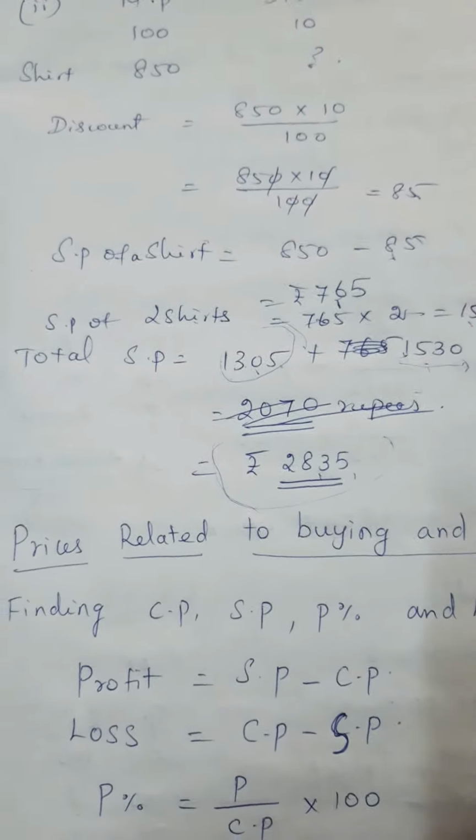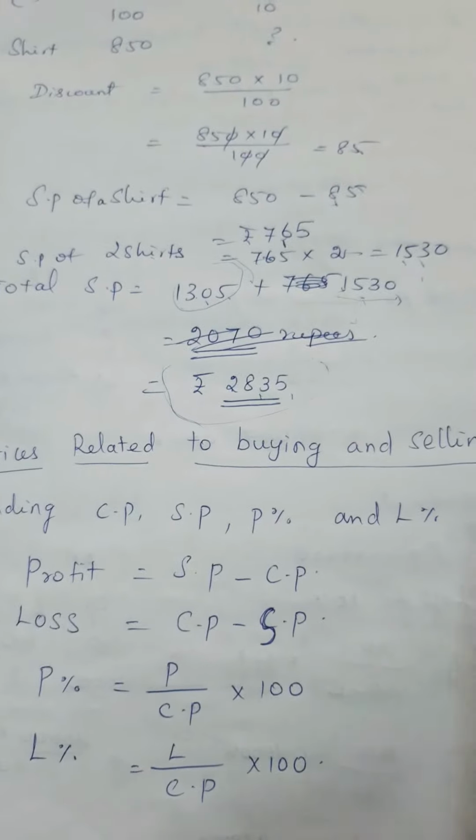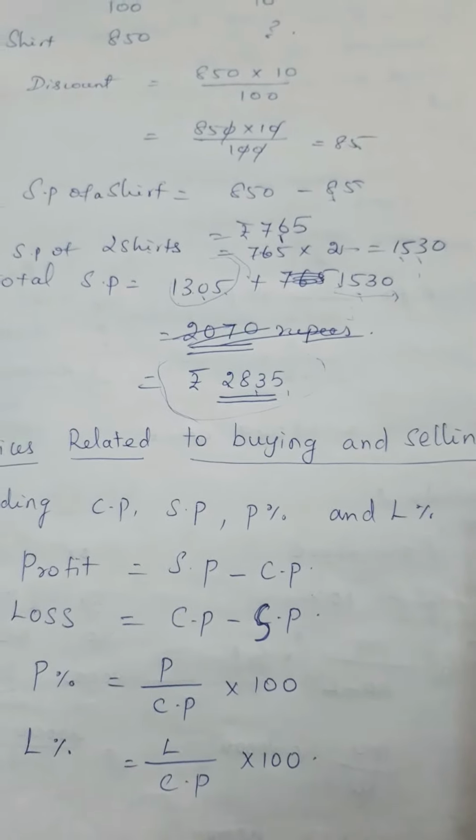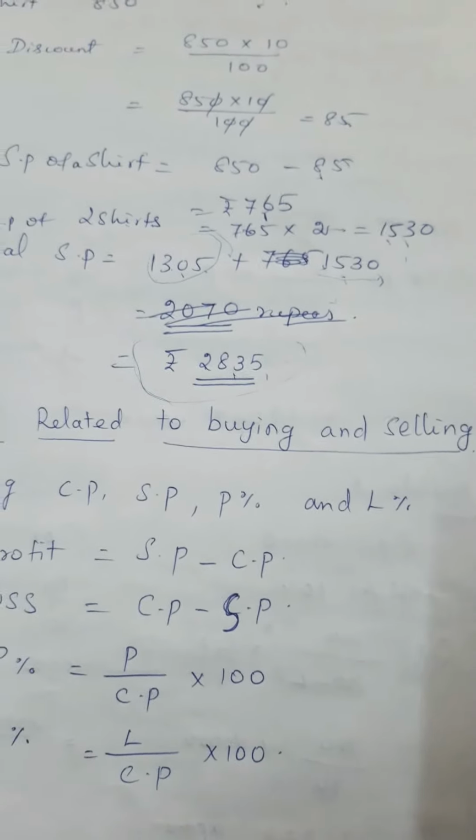Let us move to the other topic. This is prices related to buying and selling. Buying, selling, immediately we will get cost price. Buying means cost price, selling price, profit, loss. These words we already heard in 7th standard, we studied it.